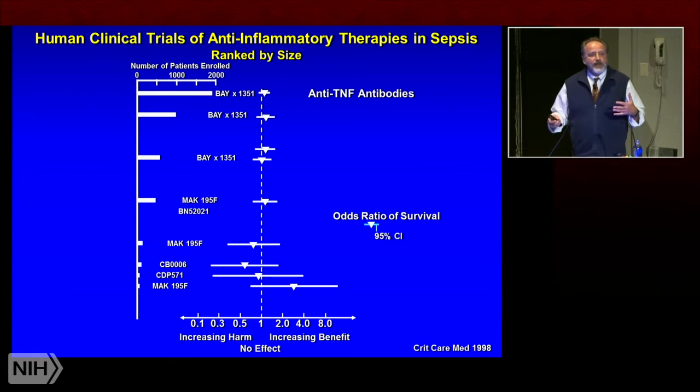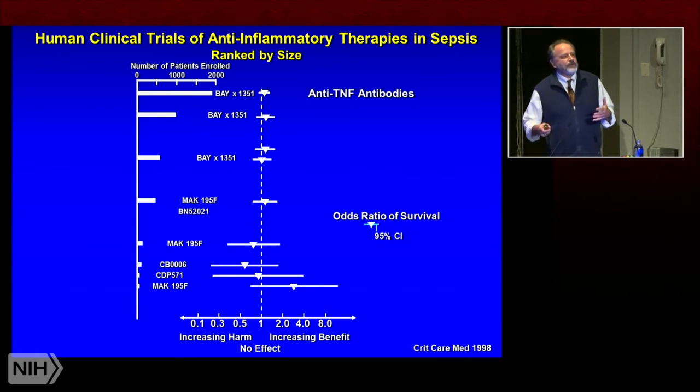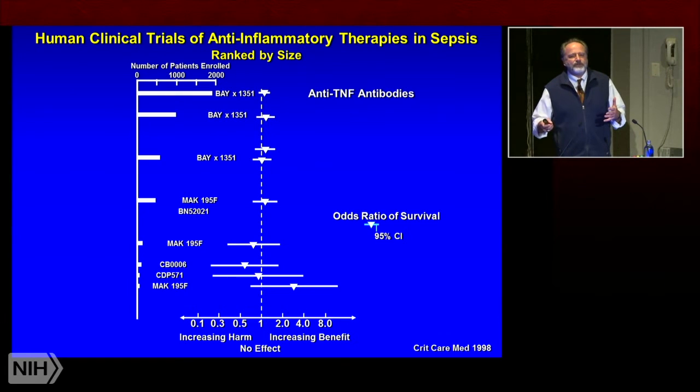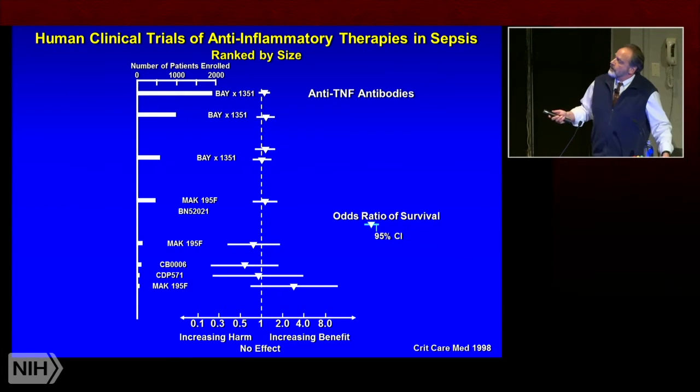So these were trials of anti-tumor necrosis factor antibodies. Tumor necrosis factor is released by white cells. It's a pro-inflammatory cytokine which causes inflammation. And what you can see here is these are all the trials, and this trial was 2,000 patients, and there was no benefit. The odds ratio crosses. There was no benefit here. The 95% confidence interval crosses the no effect line.